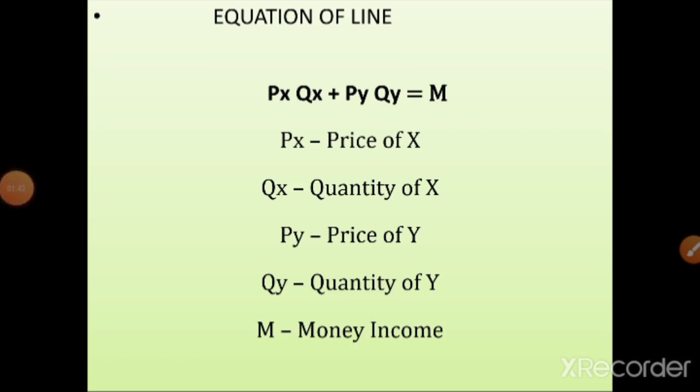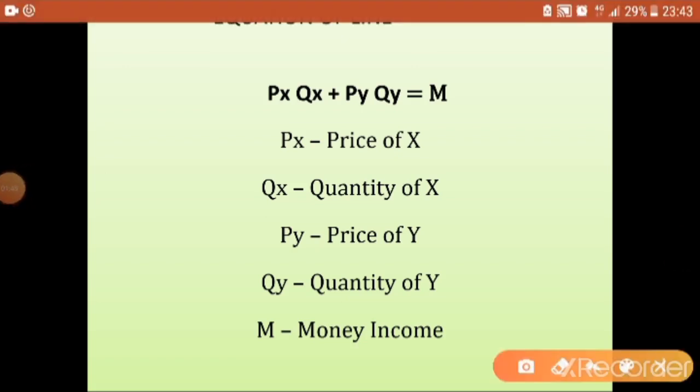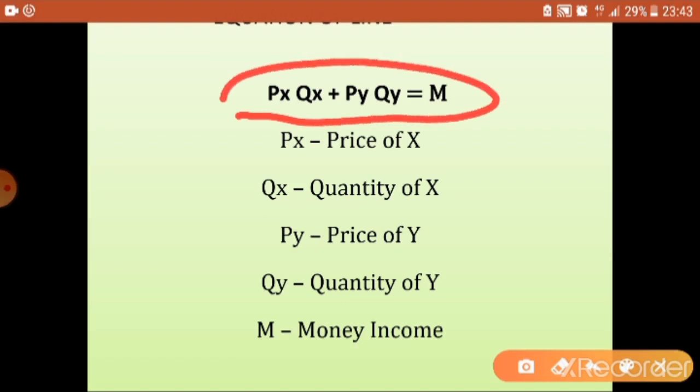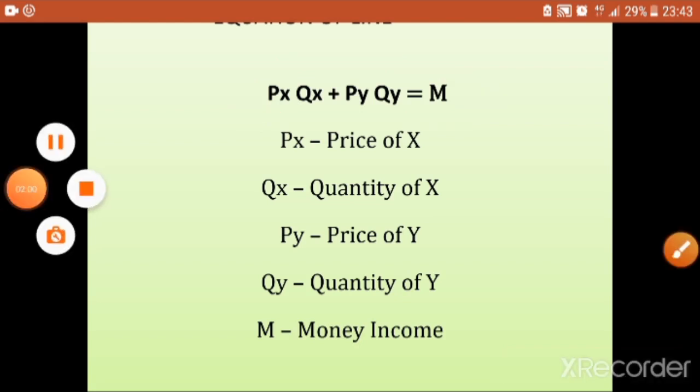Here it shows the equation of the budget line. The equation of the budget line is: price of commodity X times quantity of X, plus price of commodity Y times quantity of Y, is equal to M. M is nothing but money, income.